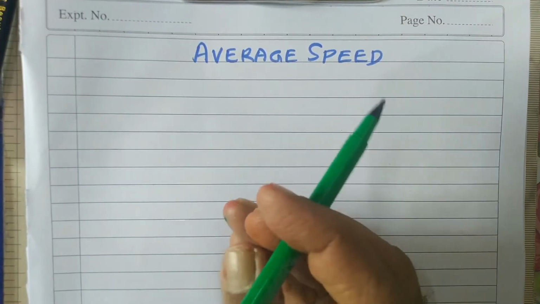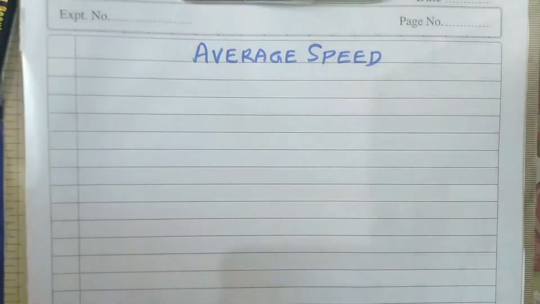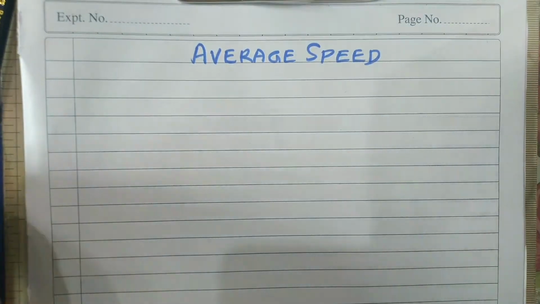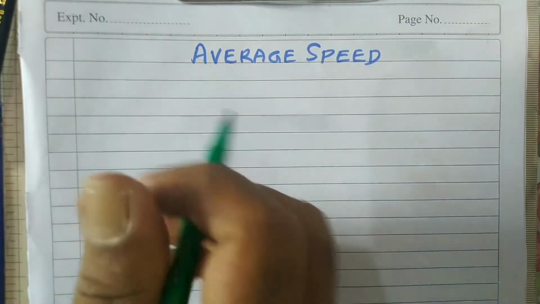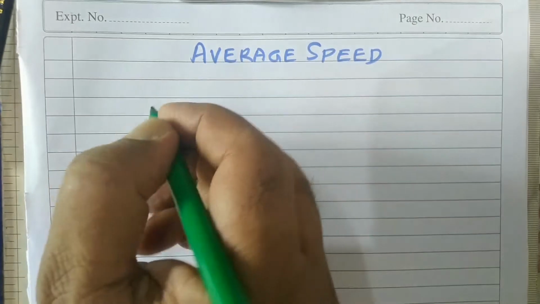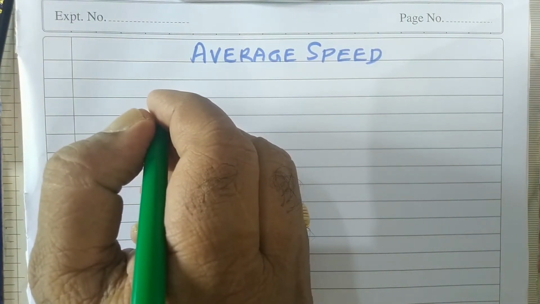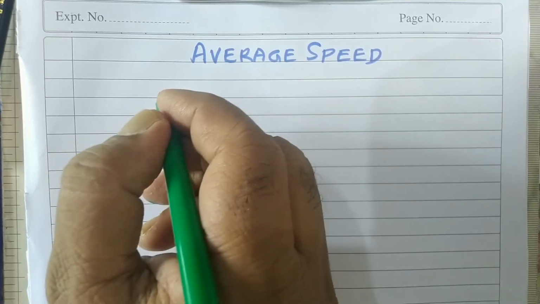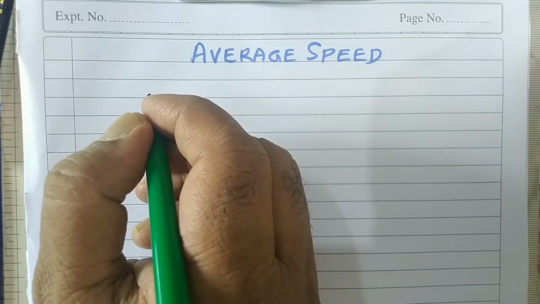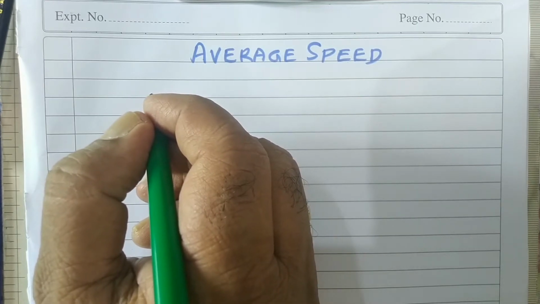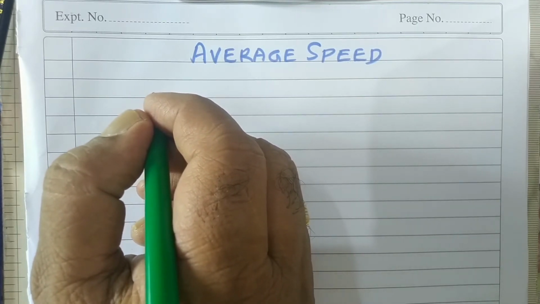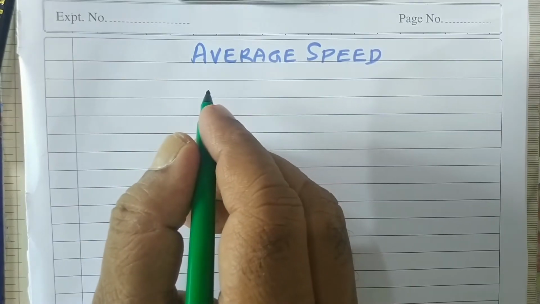See, the average speed we are talking about. Why this average speed? Whenever we are talking about uniform motion and non-uniform motion, we said that uniform motion means it covers equal distances in equal intervals of time. But non-uniform motion means unequal distances in equal intervals of time.